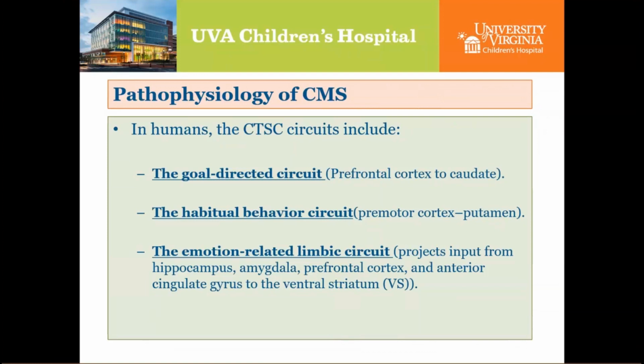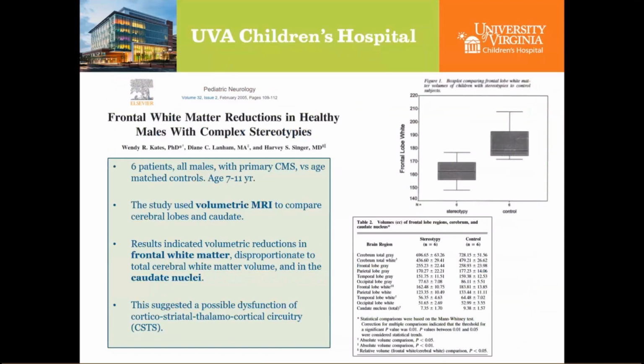So I'm going to go over a couple studies that talked about this topic. This study was from 2005. It looked at the structures of the brain using volumetric MRI and compared 6 patients, all of them males, and all of them had complex motor stereotypies, and they had a control group of healthy patients. And this study showed that there were reductions in the frontal white matter and the caudate nuclei, and they concluded that this suggests some dysfunction of the circuits that we just mentioned.